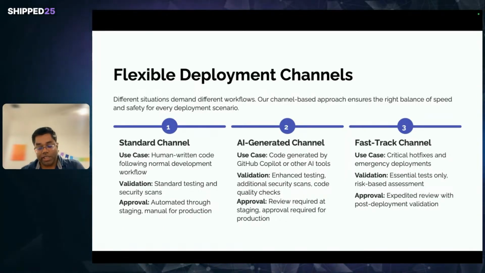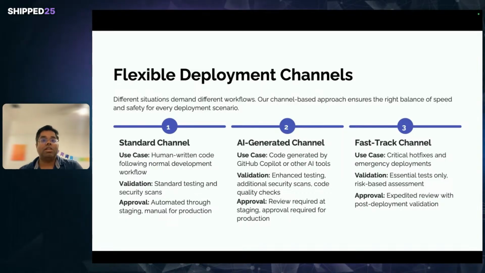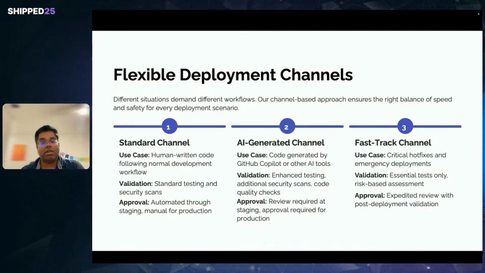can bring it in this way: the standard channel is the human-written code following the normal development workflow, right? And the AI-generated channel is code generated by GitHub Copilot or any other tool. We have identified the GitHub Copilot generated code because that code goes through the coding agent. But if it is used in the IDE, you may need an additional label or process there to identify that this code was generated by Copilot, right?